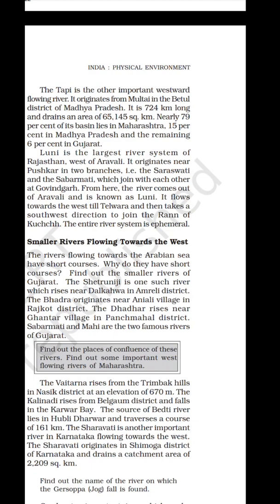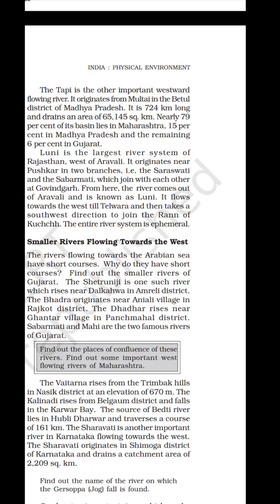Luni is the largest river system of Rajasthan west of Aravalli. It originates near Pushkar in two branches, that is the Saraswati and the Sabarmati, which join with each other at Govindgarh. From here, the river comes out of Aravalli and is known as Luni. It flows towards the west till Telwara and then takes a southwest direction to join the Rann of Kutch. The entire river system is ephemeral.